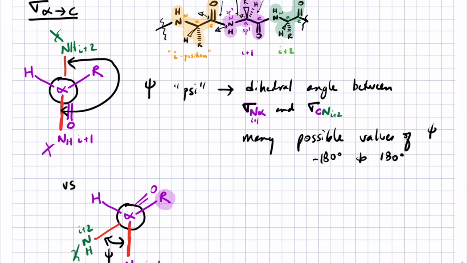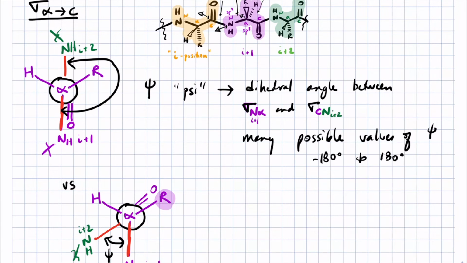So why do we care about dihedral angles anyway? We're going to see that the conformations adopted by individual amino acids determine the overall shape of the molecule.